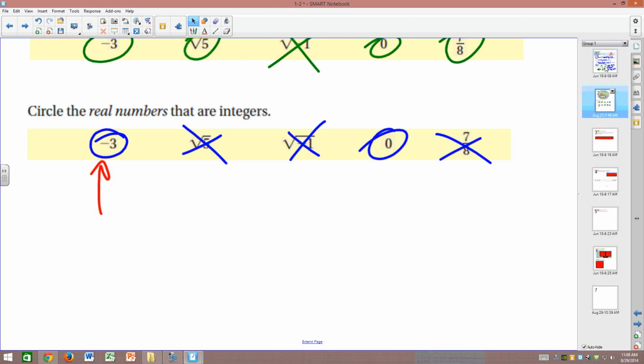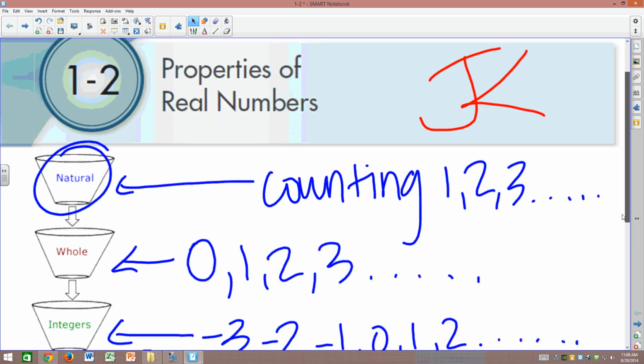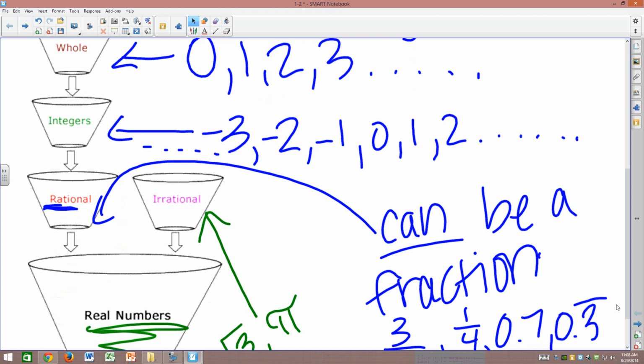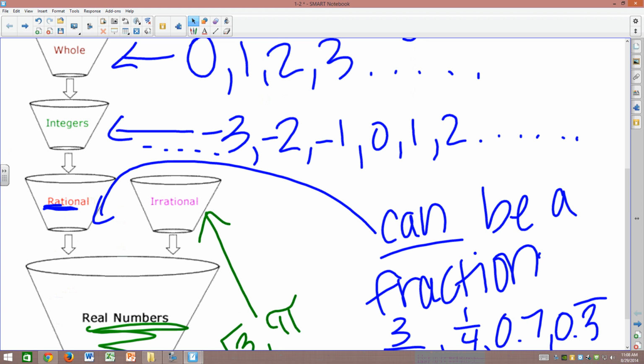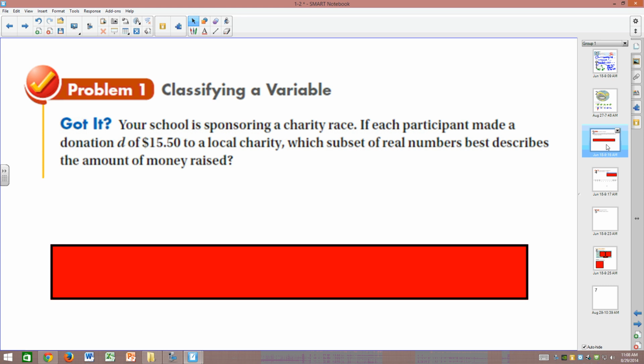I like to think of the funnels. So if we look back to our funnels, negative 3 fit into integers. So then anything below it, it's also going to be a part of as well. That makes a lot of sense. That's so smart. That's why I liked those funnels to begin with. They're fun funnels. All right, next one.